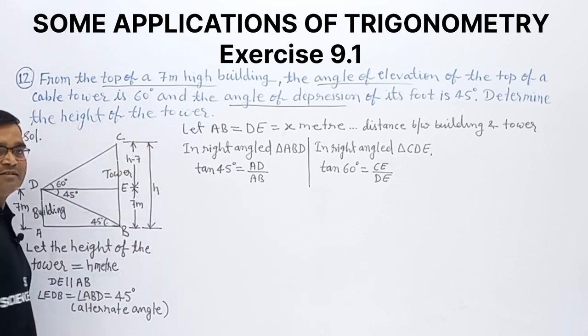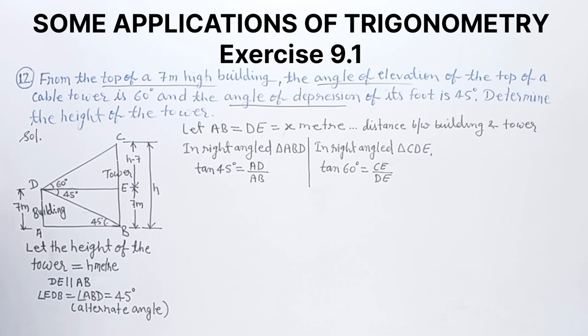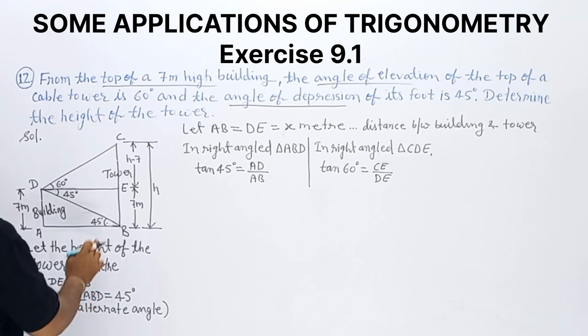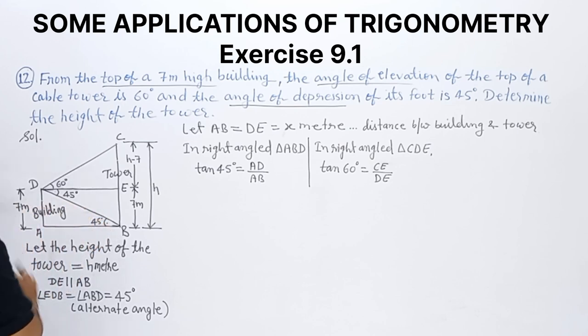H minus 7. Now our task is to find what? The height of the tower, h. So first we are considering this right triangle. In right triangle ABD, we have an acute angle of 45 degrees.